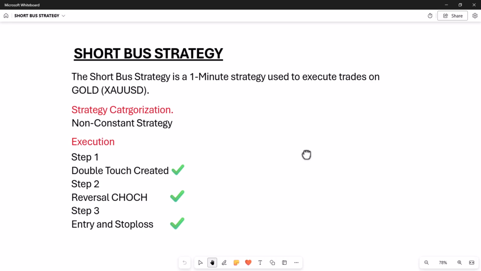So first things first, what is the short burst strategy? Now the short burst strategy is a 1 minute strategy that I use to execute trades on gold. That's it. I only use it on gold. You can try your best and use it on different pairs and see how it works, but I only use it on gold. It's that simple.